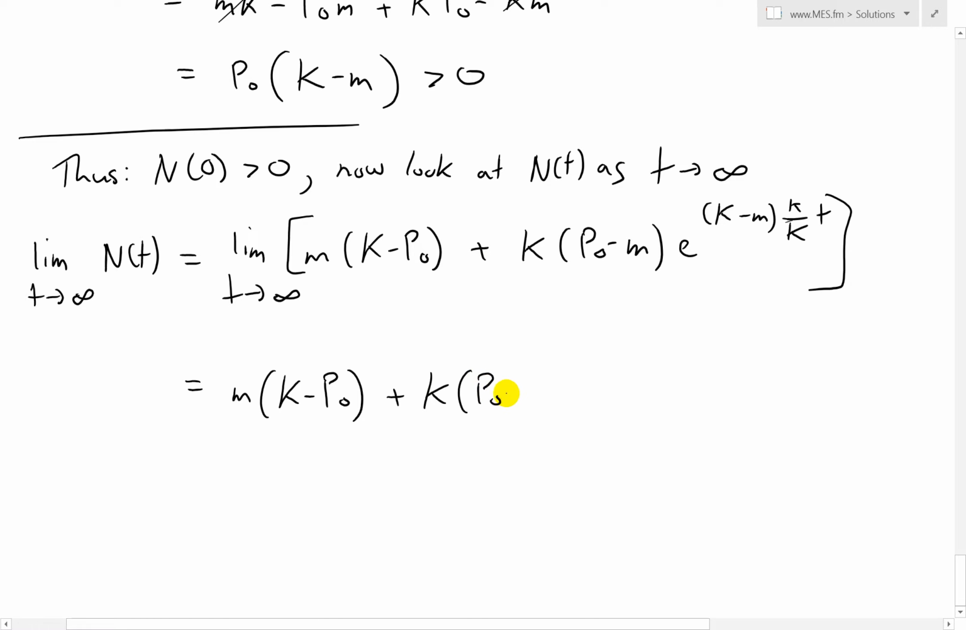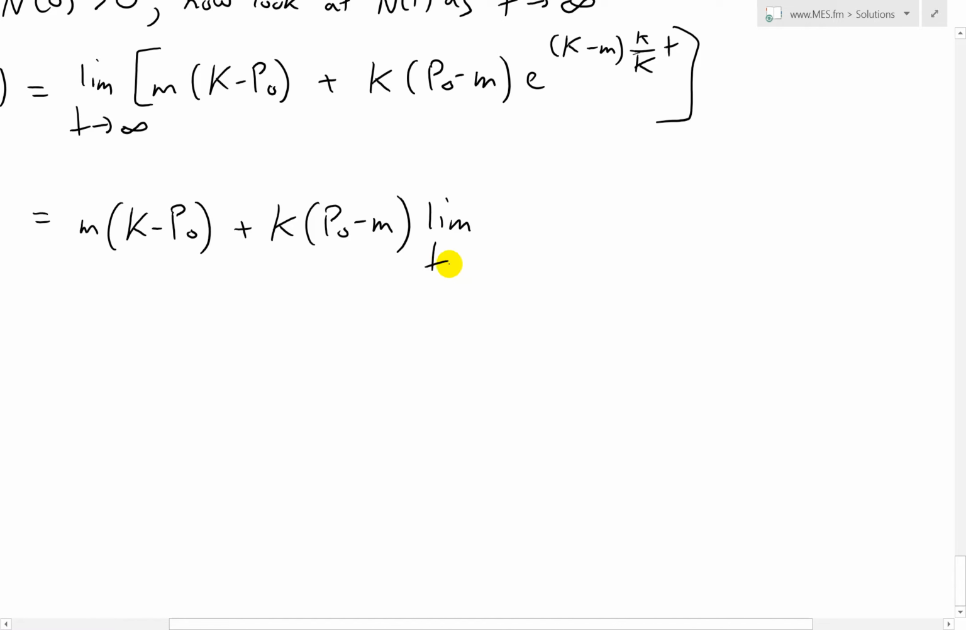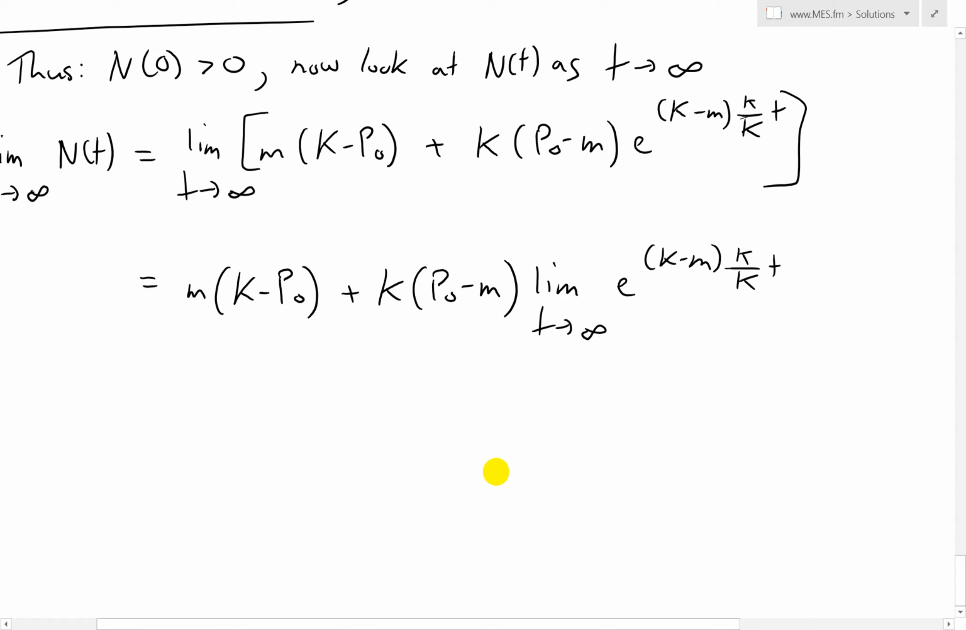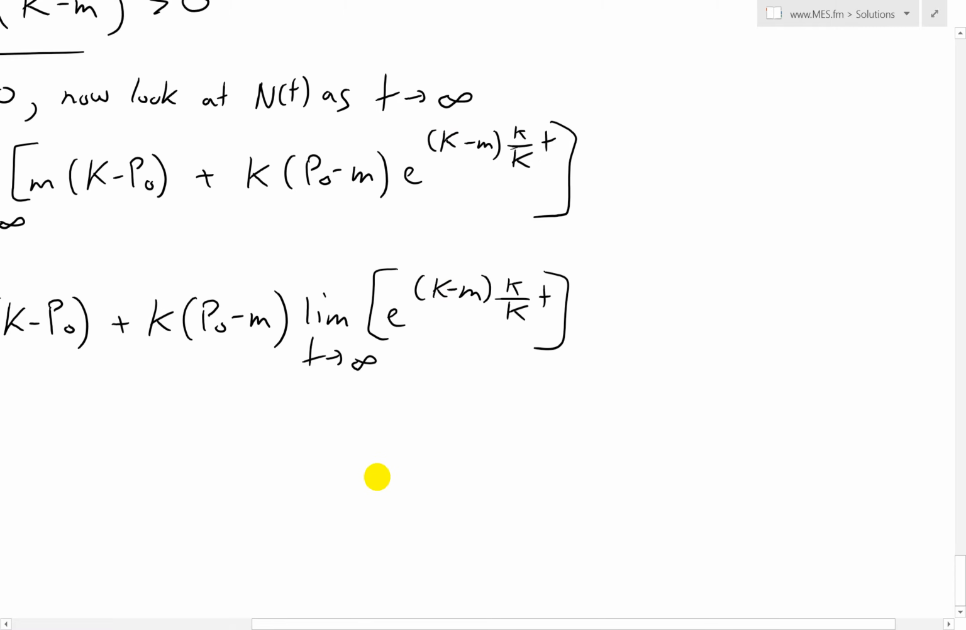This is p0 minus m, and then we have now the limit. The only time the t appears is over here. So now we have limit as t approaches infinity of e to the k minus m little k over capital K t, like that. So we have this, and now this k minus m, again, that's just positive because carrying capacity is obviously bigger than the extinction number m.